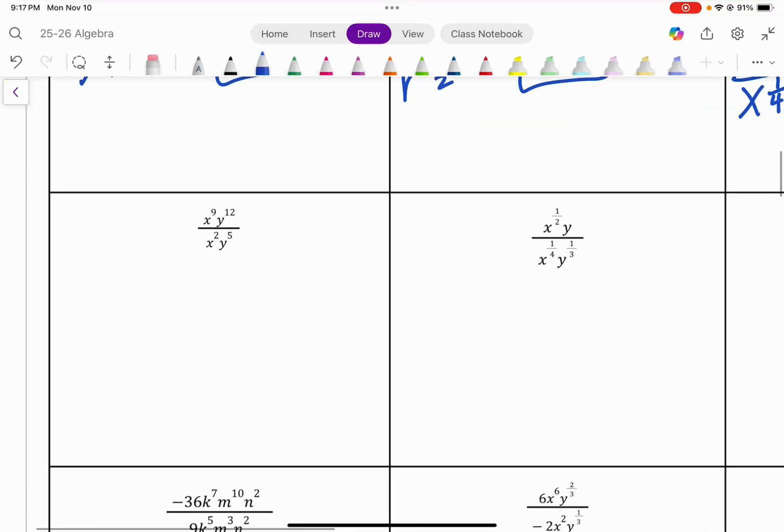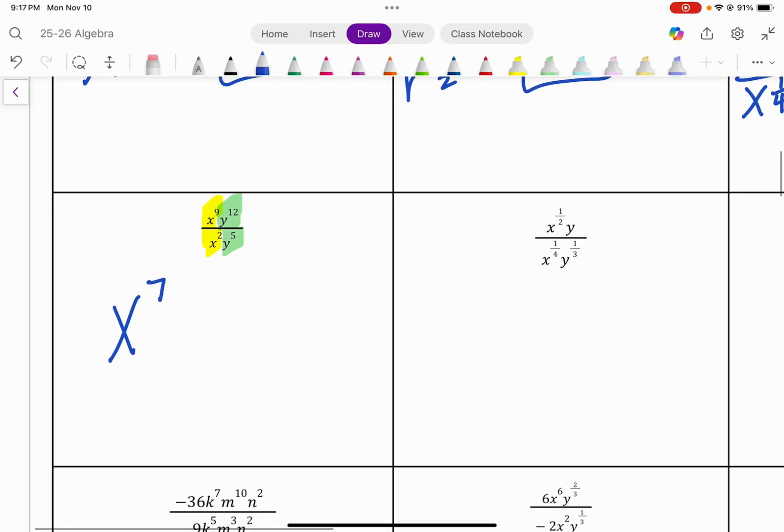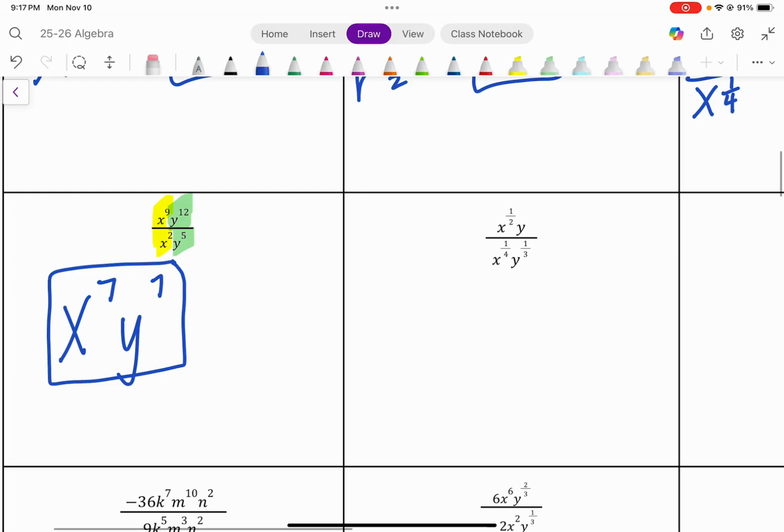Okay, now we're going to apply this rule to x over x and y over y. So x to the 9 minus 2 would be x to the 7. Y to the 12 minus 5 would also be y to the 7. So that's the final answer on that one.